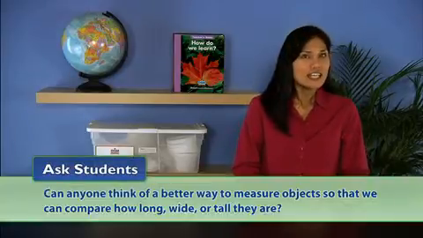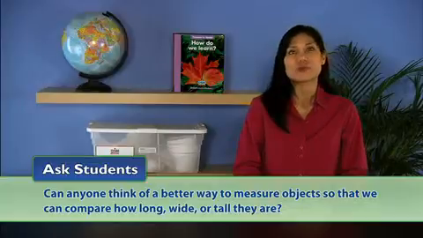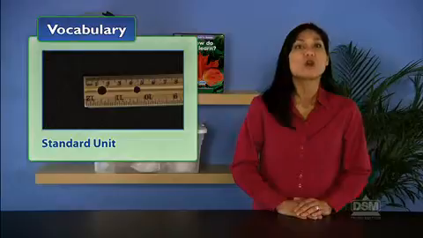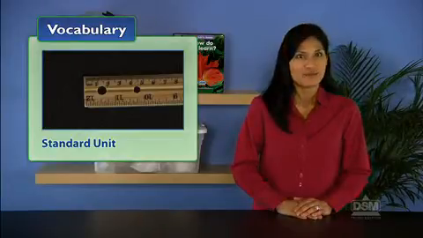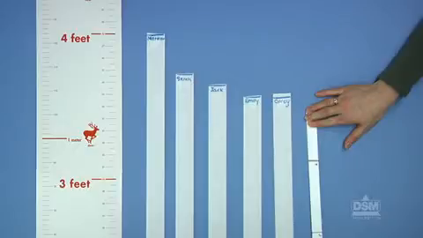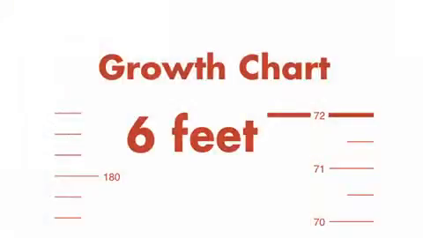Ask students, "Can anyone think of a better way to measure objects so that we can compare how long, wide, or tall they are?" Students should understand that a better way to measure objects would be for everyone, everywhere, to agree to use the same size unit to mark off their rulers, as we did in our classroom. Guide students to understand that a standard unit is a measure that all people agree will always have the same size and name. Point out that the growth chart posted next to the class height chart has 2 scales of units that are standard units.